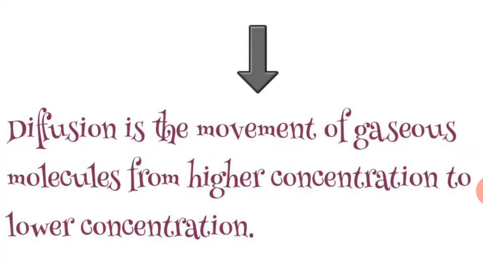Now let's jump to the exact definition of diffusion. Diffusion is simply the movement of gaseous molecules from their higher concentration towards lower concentration. Higher concentration means high number of gaseous molecules. Lower concentration means low number of gaseous molecules. So gases always tend to move from higher concentration towards lower concentration, right?